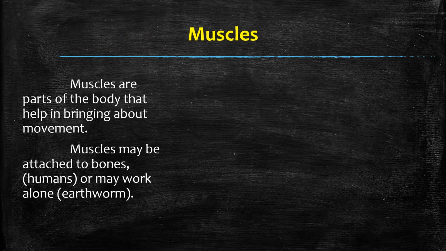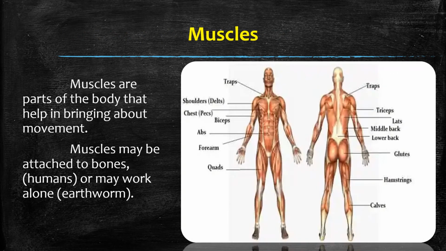Muscles. Muscles are parts of the body that help in bringing about movement. Muscles may be attached to bones or may work alone. Okay? In human beings, muscles are attached to bones, and in case of earthworms, muscles work alone. Look at this figure. Look at the pictures. In this, you can see different types of muscles.